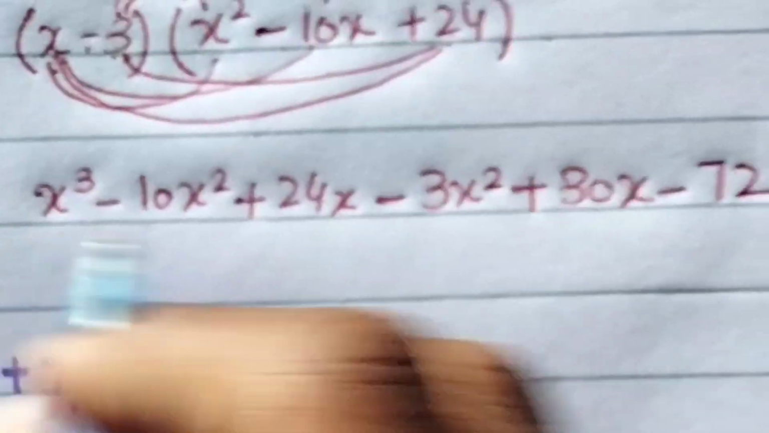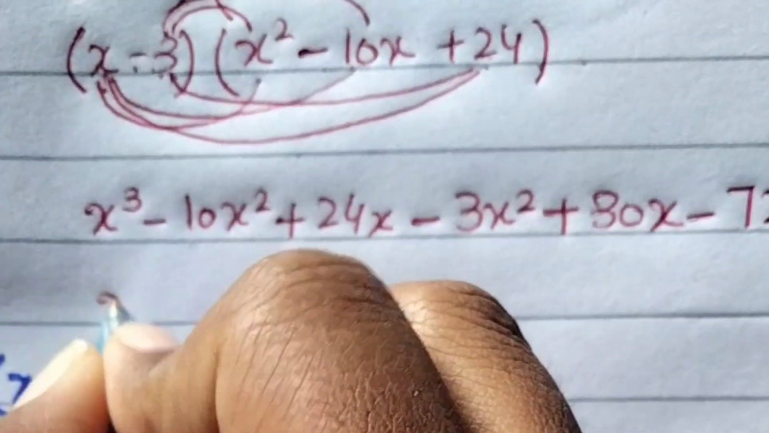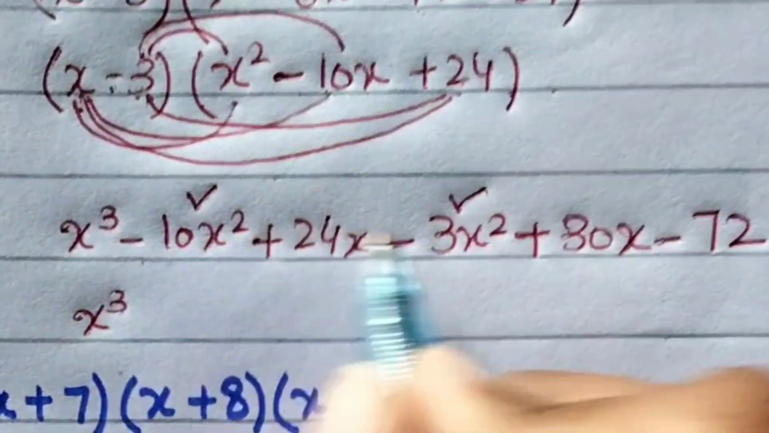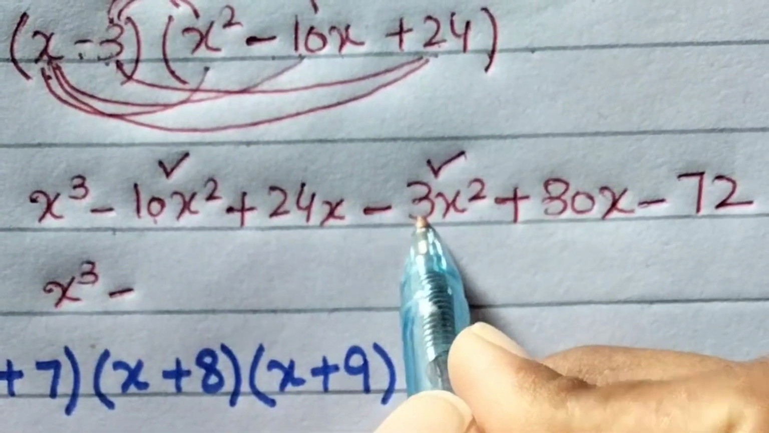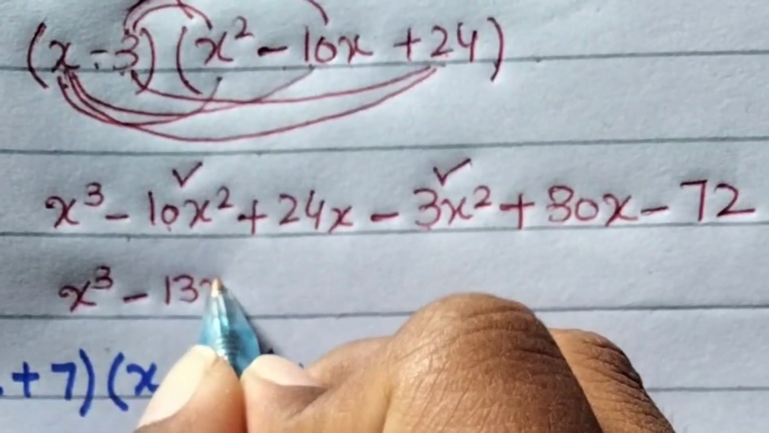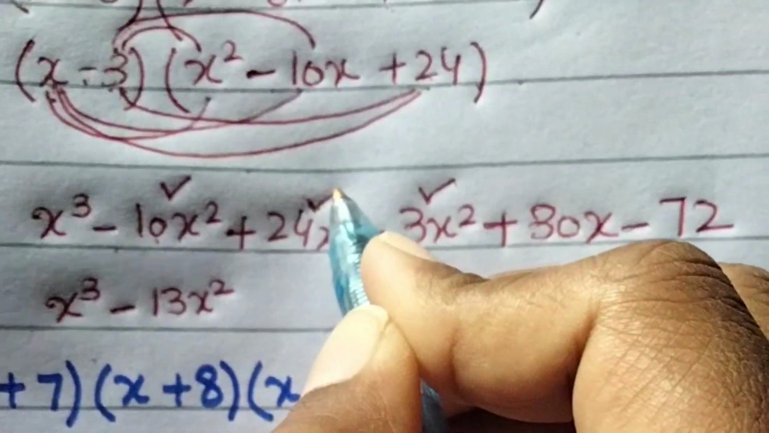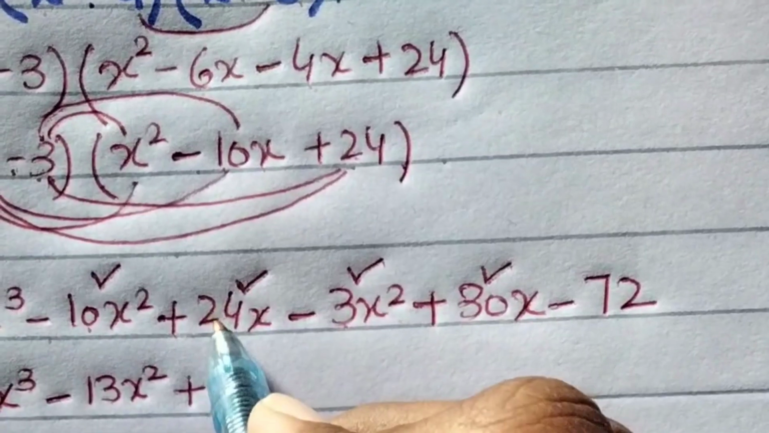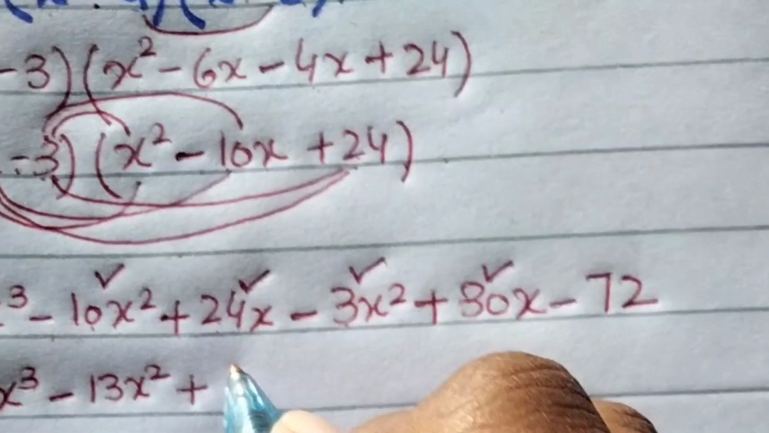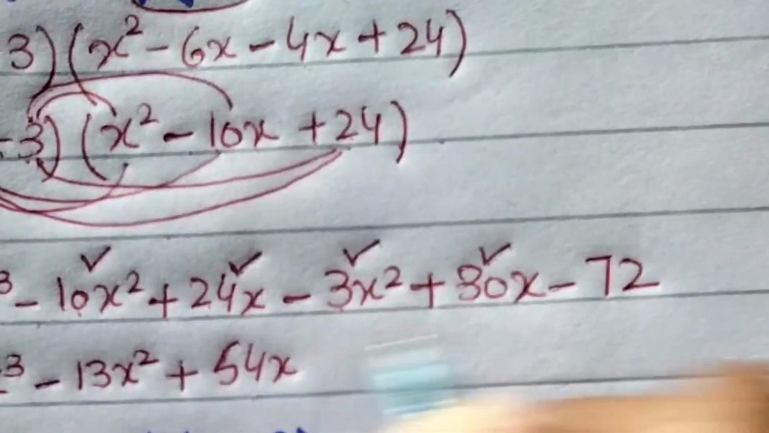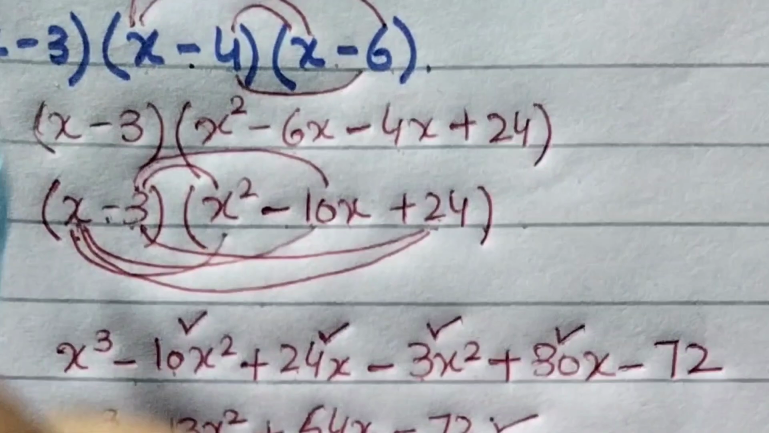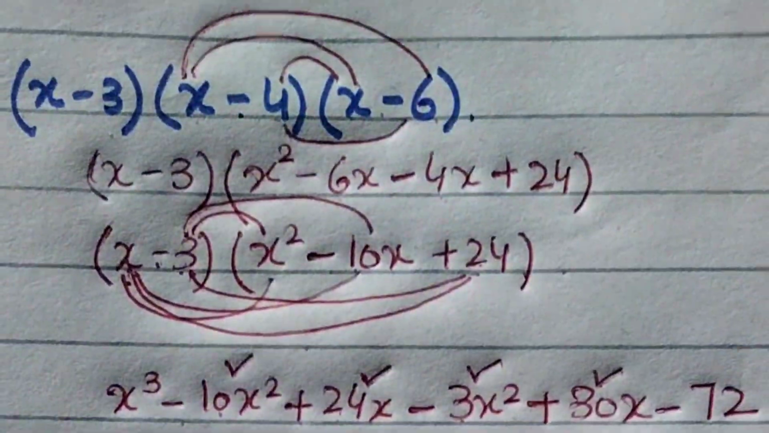Now in the next step, we will just simplify these terms. So x³ as it is. Now we have -10x² and -3x². So negative and negative will be negative, so 10 plus 3 will become -13x². Now we have 24x and 30x, and positive with positive will be positive. 24 plus 30 will be 54x, and this -72 as it is. So this is our final answer when we expand these triple brackets.